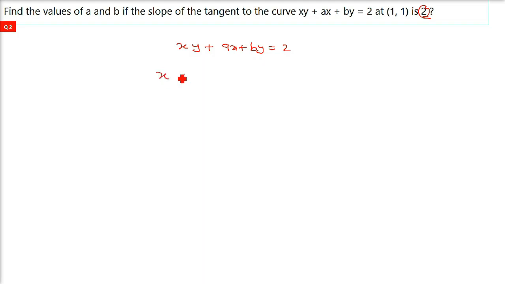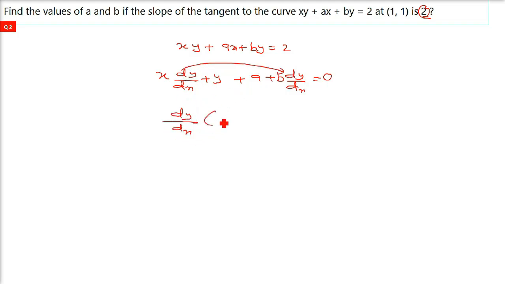x dy/dx + y, the differentiation of x will be 1, a into 1, plus b dy/dx is equal to the differentiation of 2, which is a constant, so 0. Now I am taking the dy/dx terms separately, combining them, so it will be (x + b). The y and a go to the right-hand side, which does not contain dy/dx, and I am taking this in the denominator. So this will be x + b in the denominator.